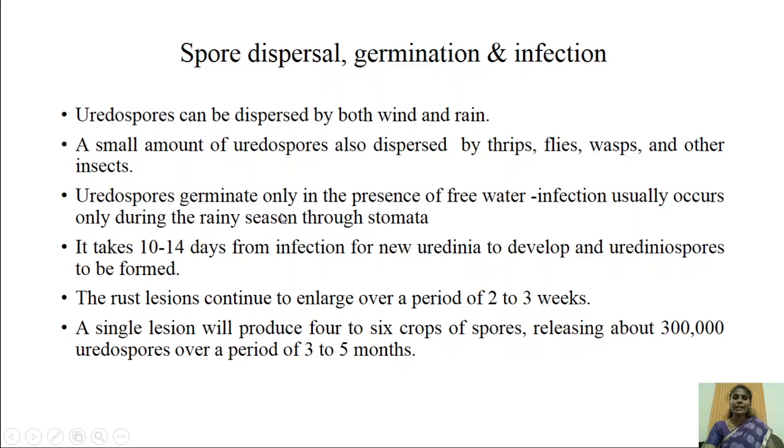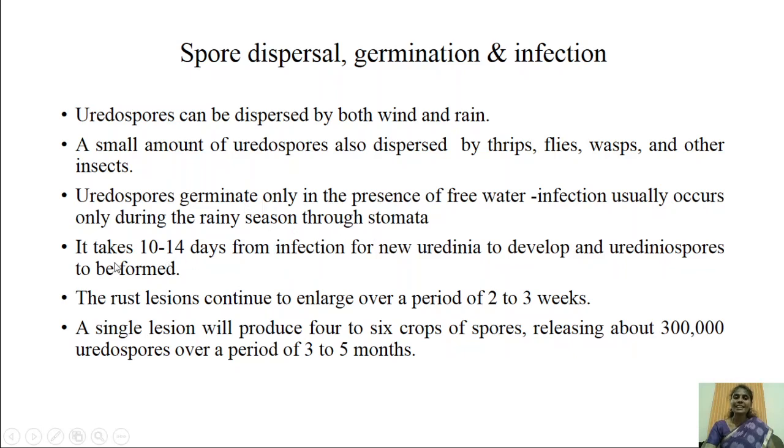Uredospores germinate only in the presence of water. Uredospores require water for germination. The infection usually occurs only during the rainy season. That's why the rainy season is the preferable season for the germination of uredospores. They enter the host tissue through small openings called stomata.